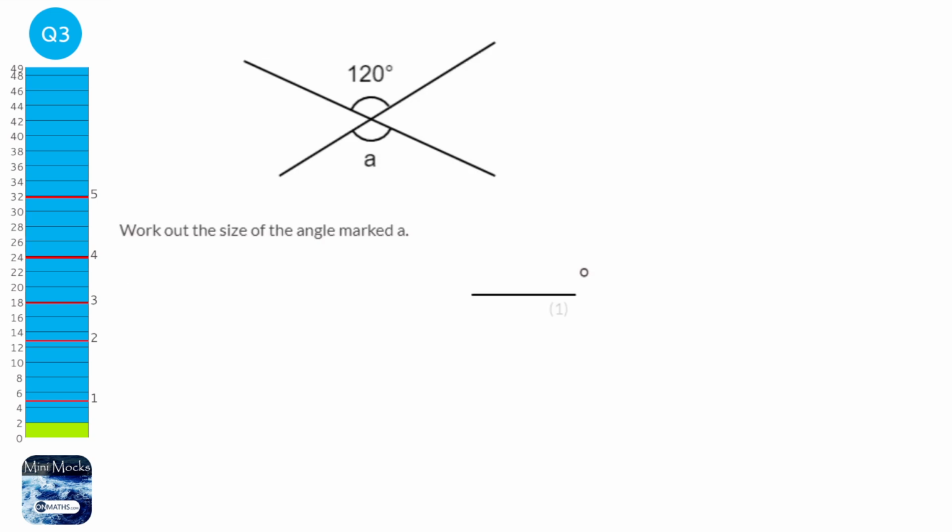Whenever you have this situation where you've got two lines intersecting or hitting each other, the two angles that are created either side of the line are always going to be equal. And we call these vertically opposite angles. So A is going to equal 120 degrees. You'll normally also need to write down the fact that they are vertically opposite angles.